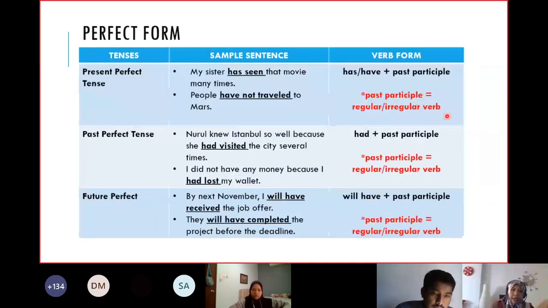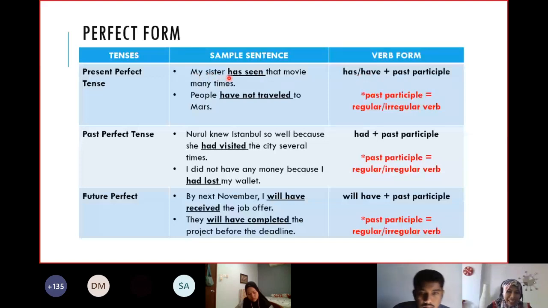ing. Look at perfect form. And you can see it has the same trend. For perfect form, present perfect tense, this is the verb form. Has or have. Why? Because has is for singular, have for plural. Past participle, same thing. Past perfect tense, past participle. Future perfect, past participle. Okay? So the only difference would be the auxiliary verb in front. Has or have, depending on the subject.